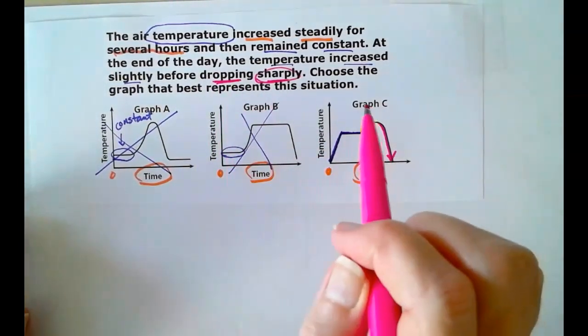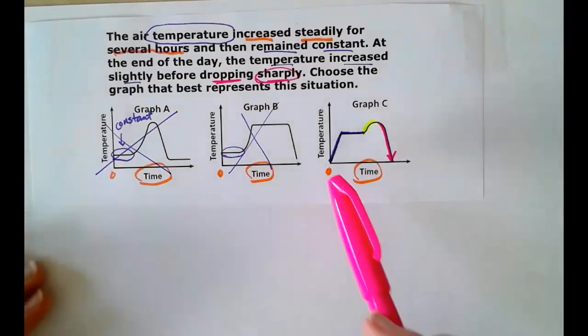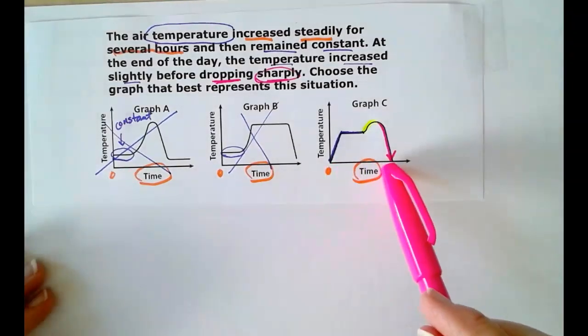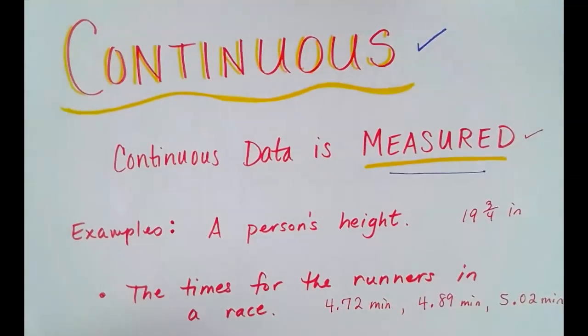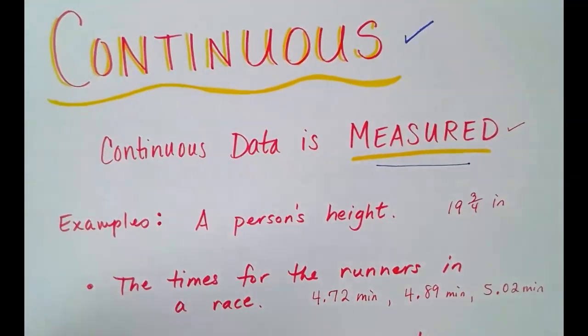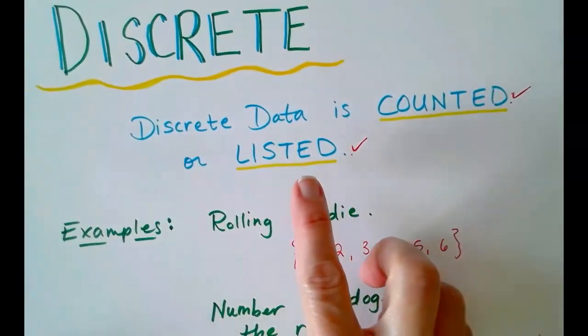So this problem is filled with language that is representing continuous data, where time was continuing to pass, not stopping, not for a minute, not for a second. This is a great example of a continuous graph. So one last quick review. Continuous data is measured. Discrete data is counted or listed.